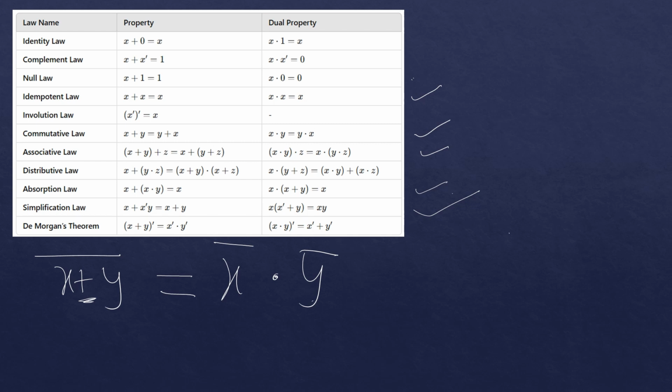And in the second thing, you can see the dual property, right? If it is multiplication and whole bar, then first thing is break the bar, and the second thing is change the sign. So it is multiplication, here it is plus. This is how De Morgan's theorem is stated. This is very, very important and helpful in many cases.